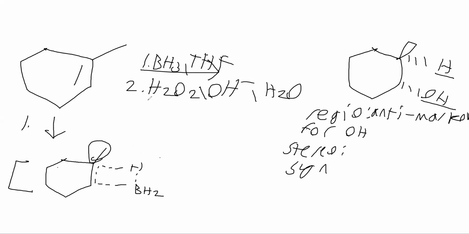And then the second step with the H2O2 and the OH minus basically just turns that BH2 into an alcohol. And because they were facing the same direction before, the BH2 and the H, the OH and the H are facing in the same direction. And the OH got added to the anti-Markovnikov spot. So again, you don't have to know this intermediate, but if you can remember this picture, it might help you remember that these conditions lead to this product with those general characteristics.